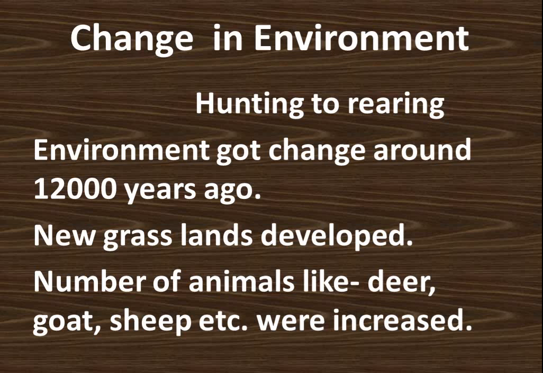The environment changed around 12,000 years ago. Nearly 12,000 years ago, the climate became warmer, and due to that change, new grasslands developed, and the number of animals like deer, goat, sheep, etc. increased. As all these animals are dependent on grasslands, as the grasslands developed, the number of these animals also increased. After that we'll discuss the complete process of how they started rearing some of the animals.